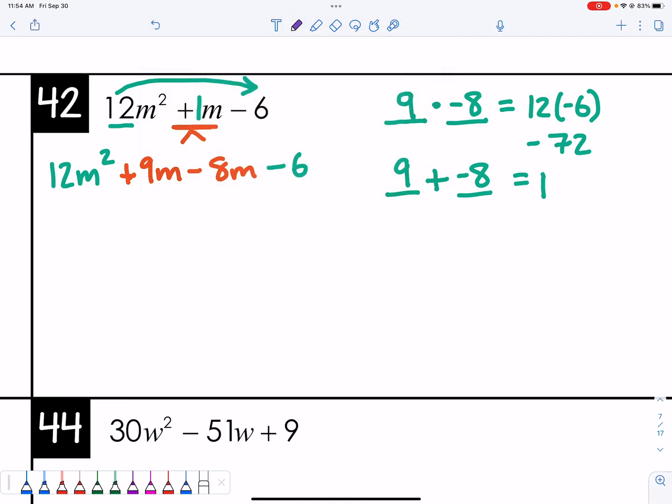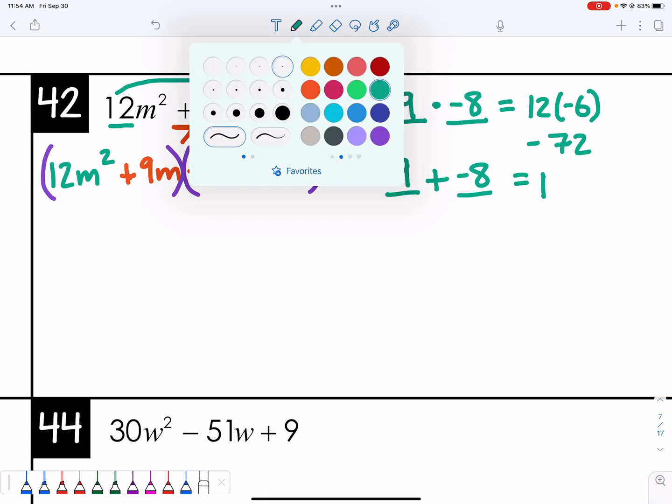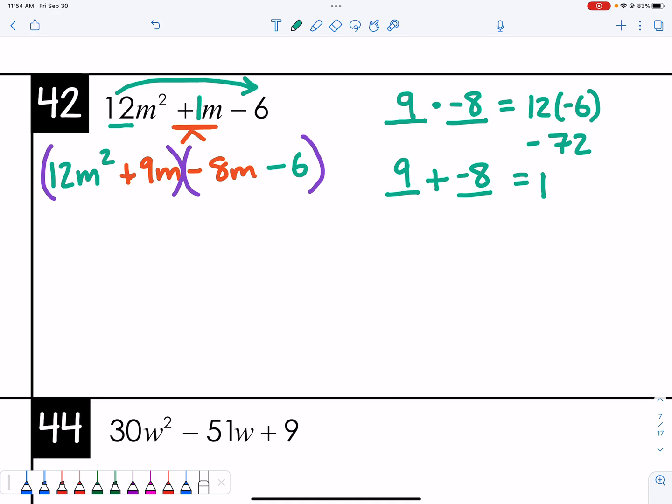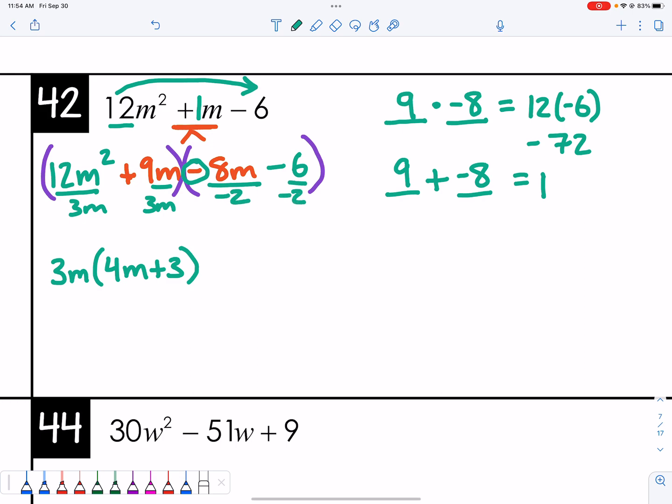So now I've got 4 terms. I need to group the first 2 and group the last 2 and take out the greatest common factor for each. So I see I have 12m squared plus 9m. Those both divide by 3m. So write that out front and put what's left, which would be 4m plus 3. I've got negative 8m, so I definitely need to take out the negative, and negative 6. So I can divide both of those by negative 2. So I'm going to put that out front and then put what's left, which is 4m plus 3.